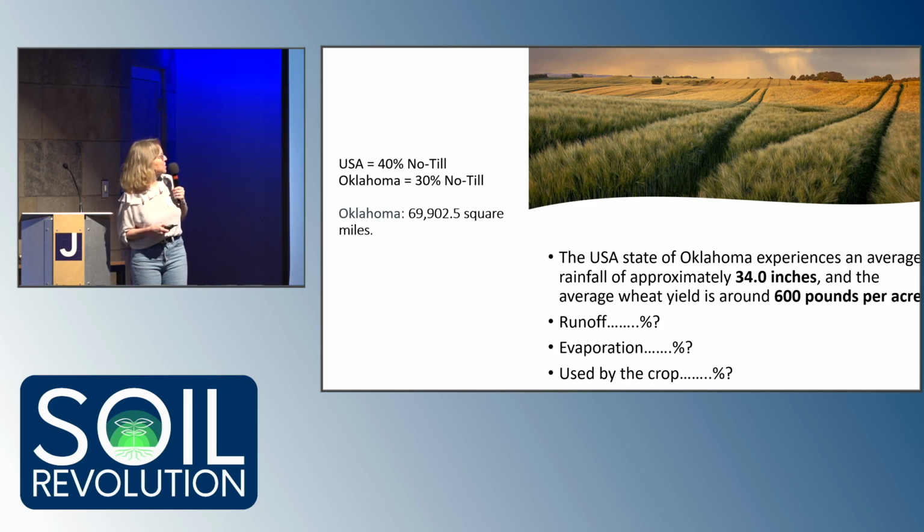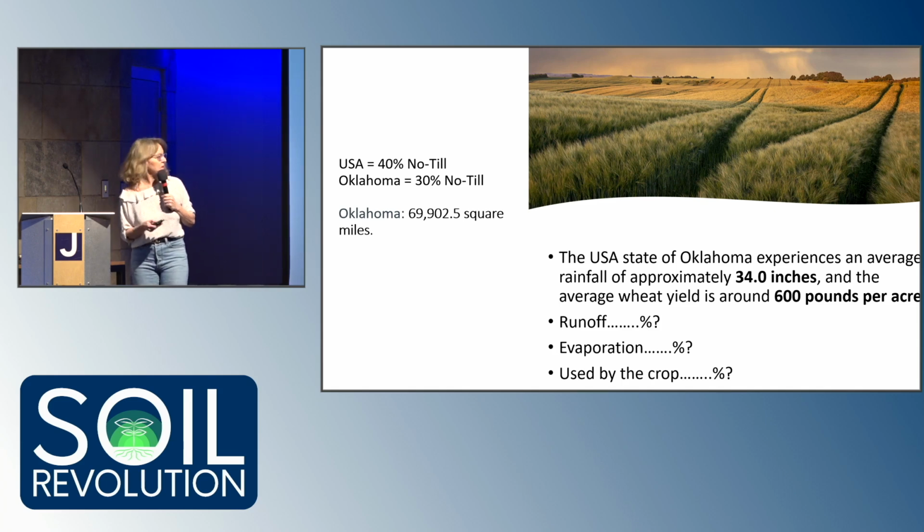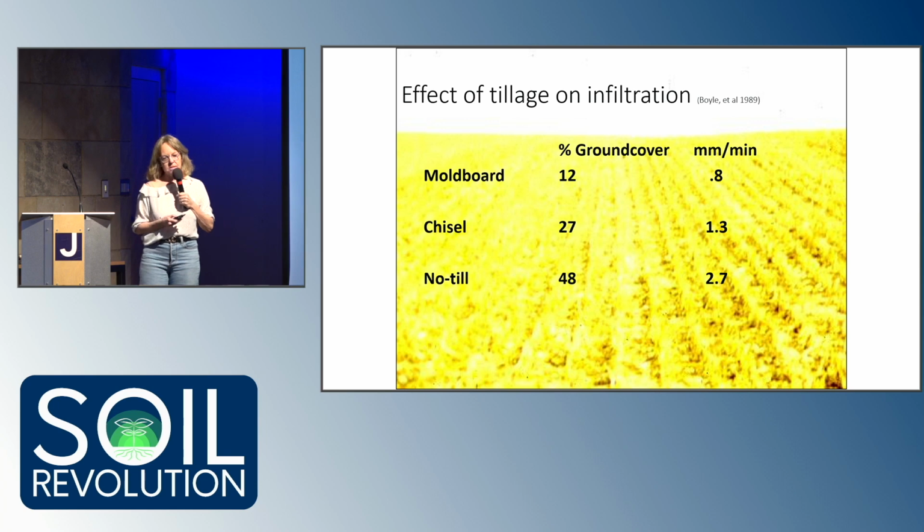And there's still 30% no-till. So this is statewide. If it was all conventional ag, it would be lower than that. And again, this is something you've probably seen too, the effect of tillage on infiltration. What percent of groundwater do we see in moldboard plowing compared to no-till? That's a huge difference. That's a 4 times difference.